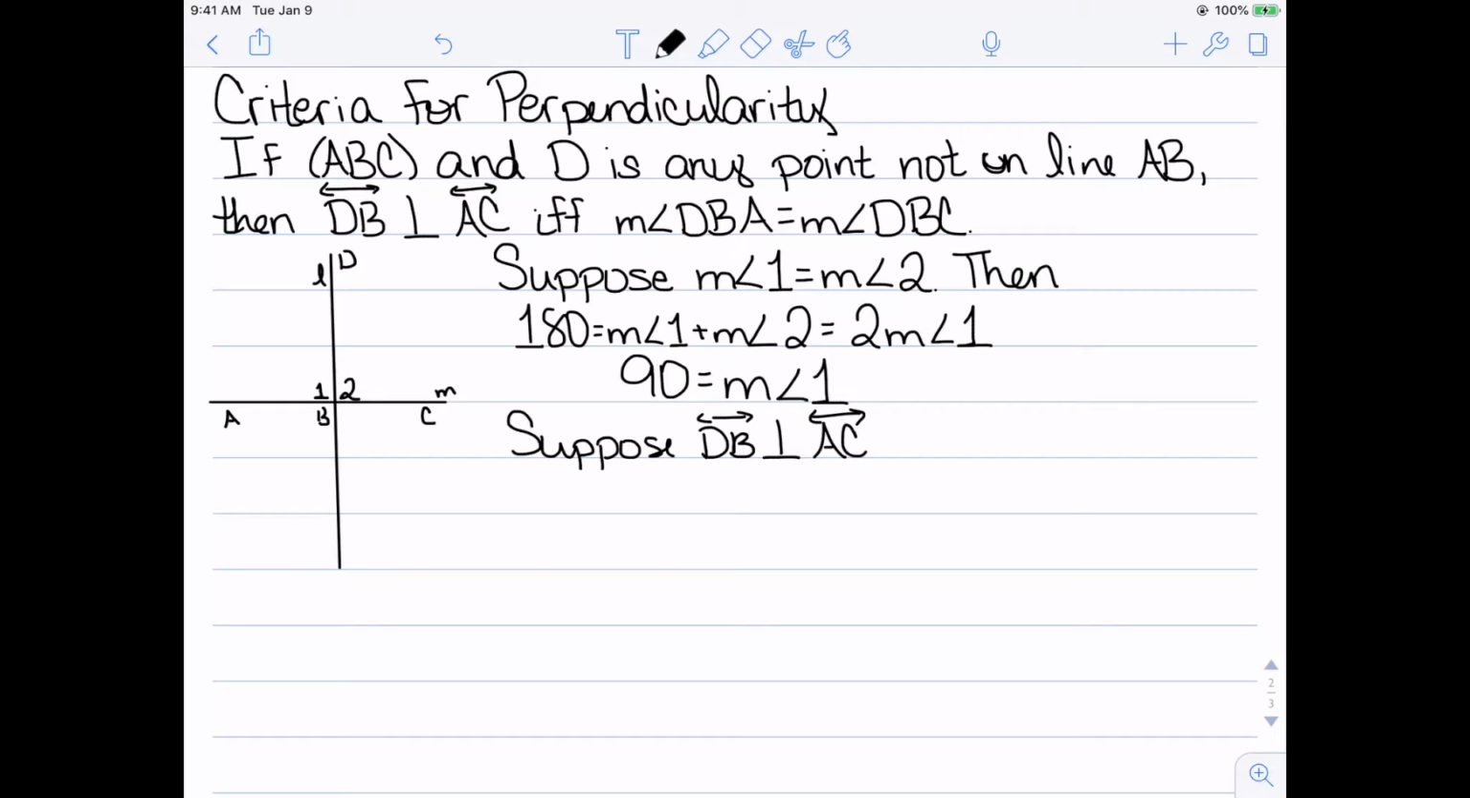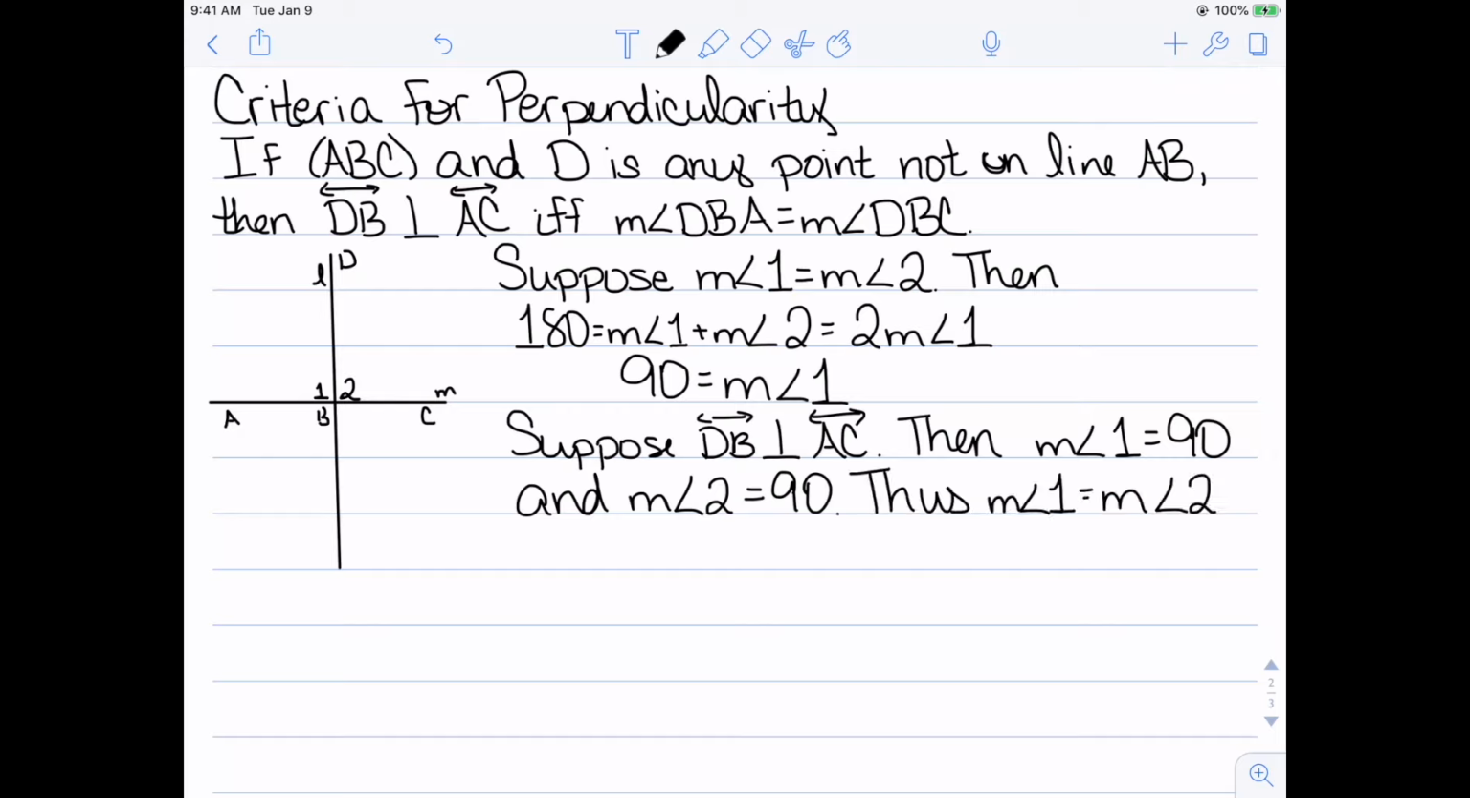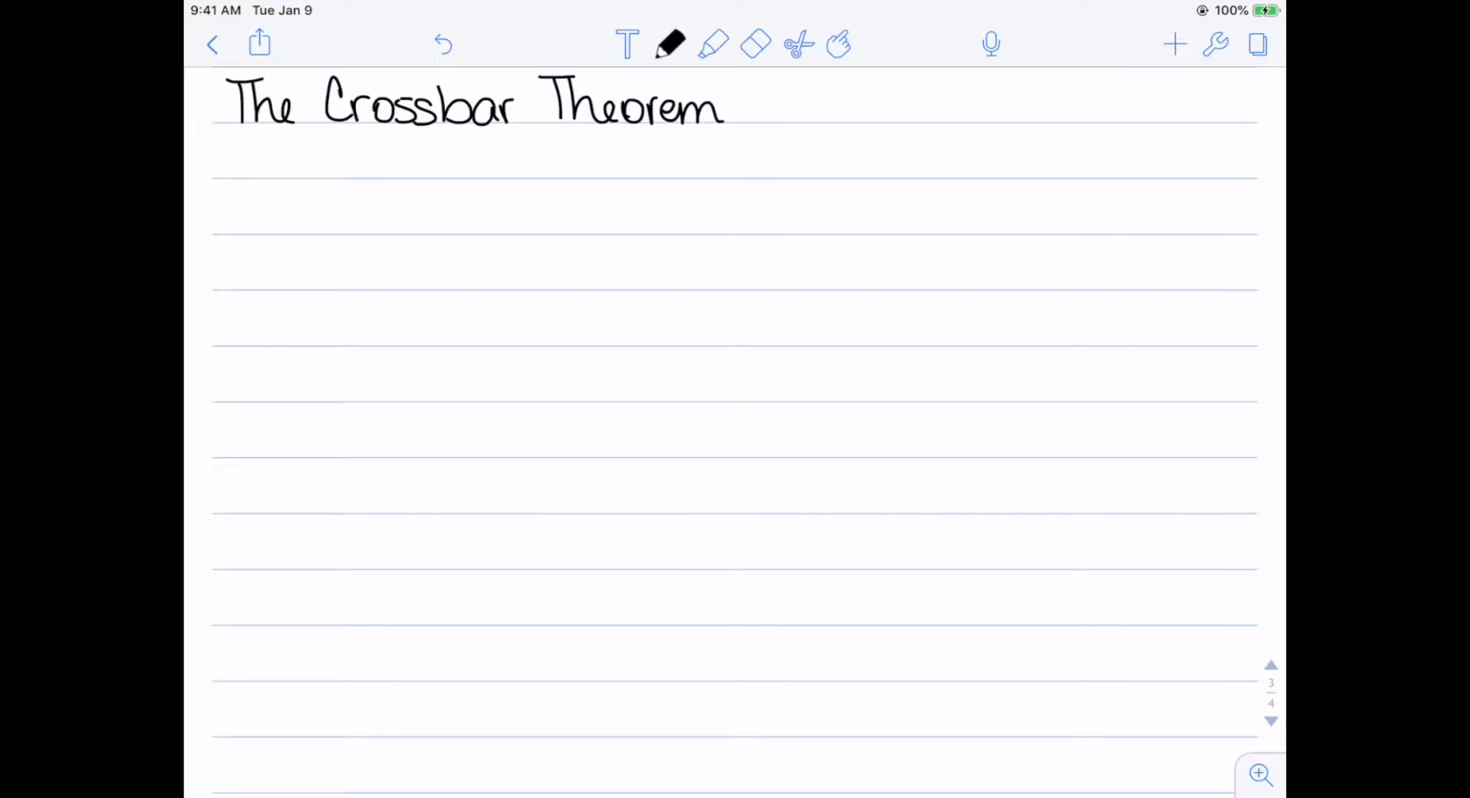Now let's actually suppose that these two lines are perpendicular. By definition of perpendicular, that means these two angles are each equal to 90 degrees. So I have the measure of angle 1 is equal to the measure of angle 2, which is exactly what I needed. The next theorem I'll look at is known as the crossbar theorem.